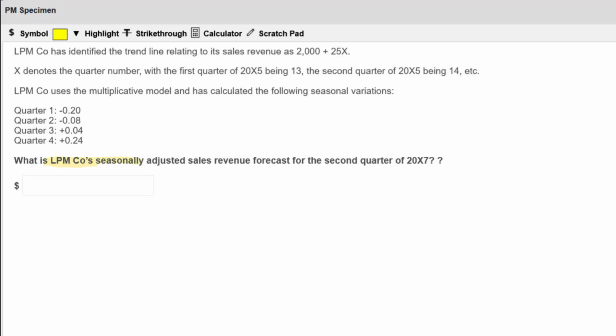What is LPM's seasonally adjusted revenue forecast for quarter 2 of 2017? So guys, we have time series. To quickly review what we're going to do, we are going to run a trend into the future using a linear equation. Okay, that'll be a straight line. And in our ACCA questions, they always do the seasonality on quarters. At least that's what I've always seen.